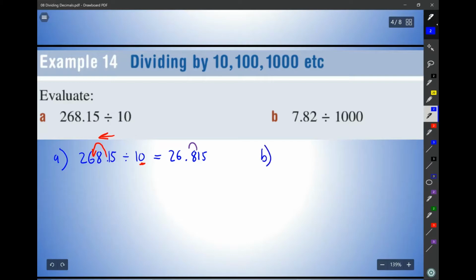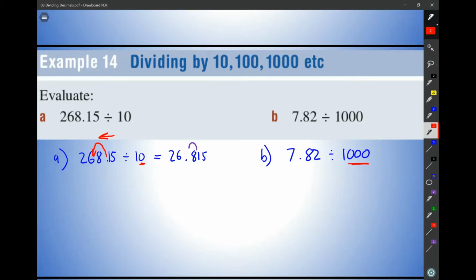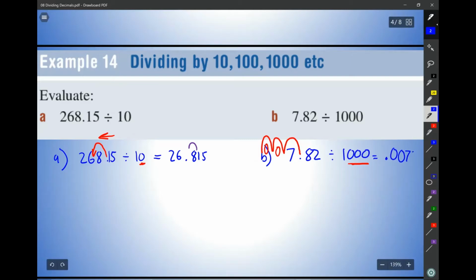And again over here in part B, we count our zeros. We have 3. So we need to make 3 hops with our decimal. And now we've run out of numbers. So exactly the same as multiplication, and we just add in a 0. And now our answer becomes... And to make this look cleaner, we normally lead with a 0 as well.